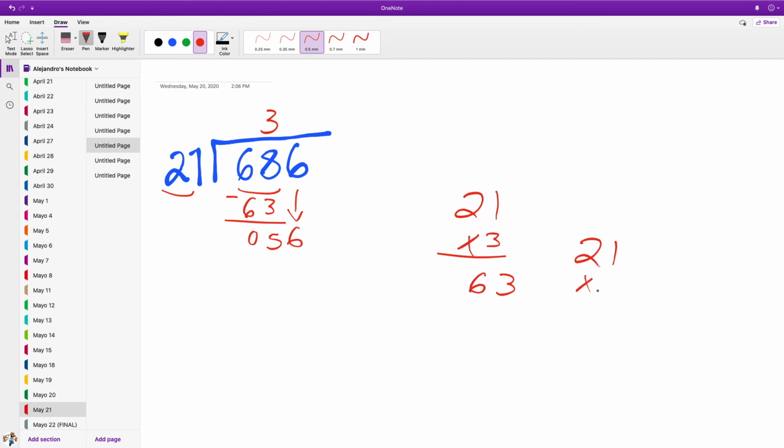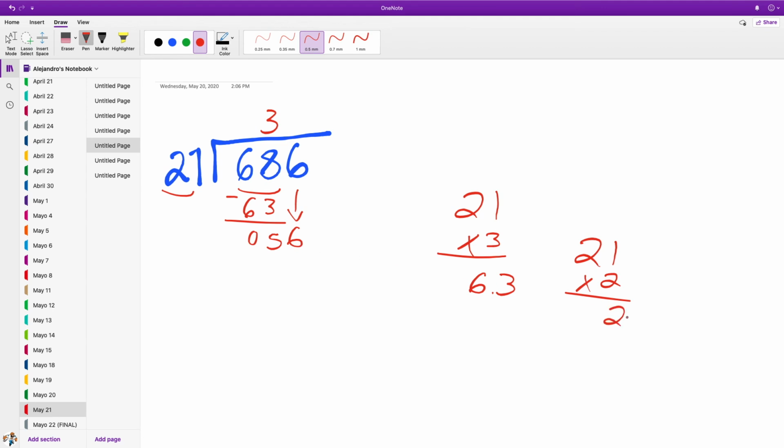Do you think that 3 will be a good guess? I don't think so, right? Because 3 times 21 is 63. It has to be a little bit down, right? Let's go ahead and put 2, because 3 gave me 63, and 63 is greater than 56, so it's not gonna work. I think that 2 is gonna work.